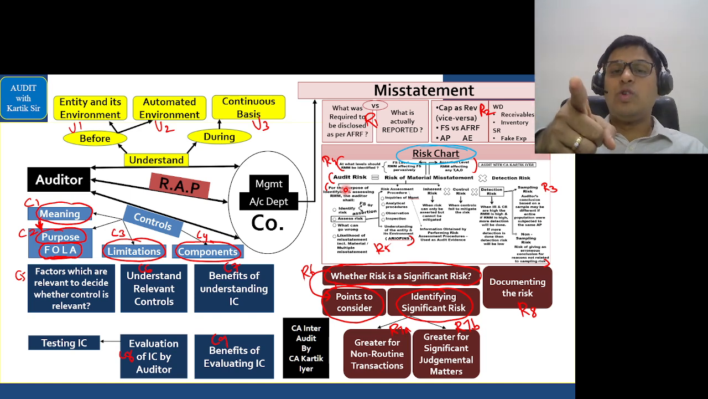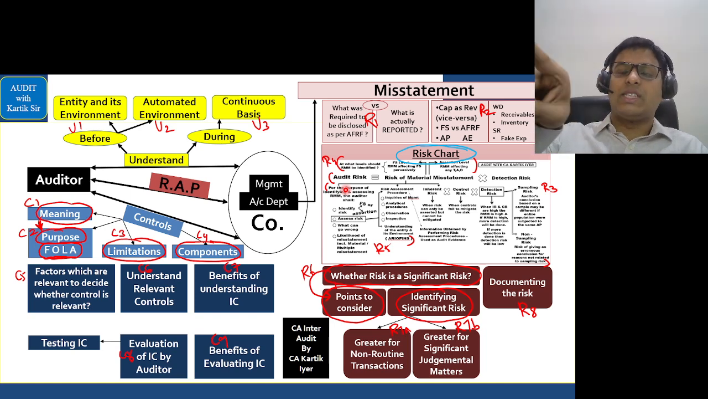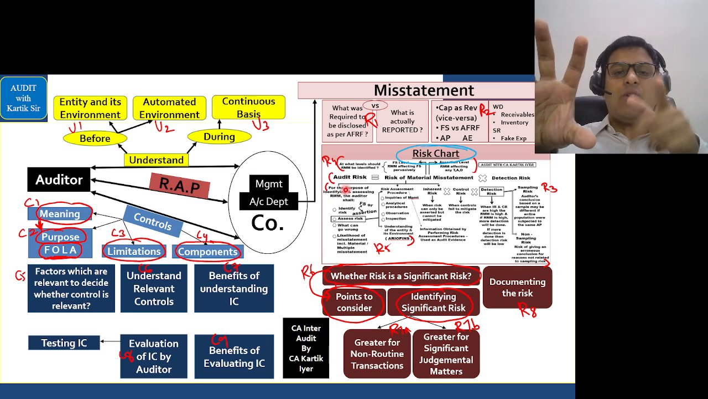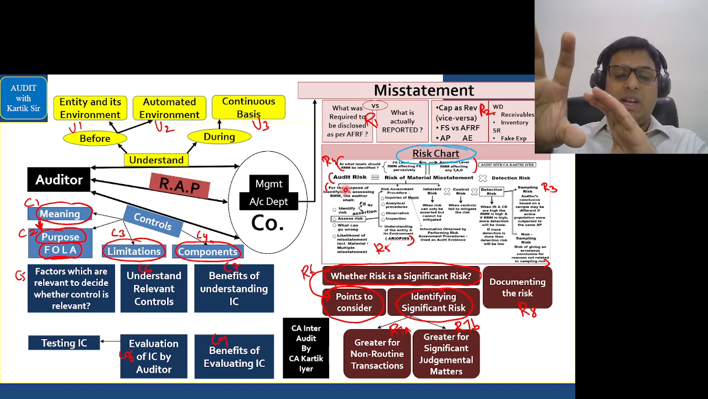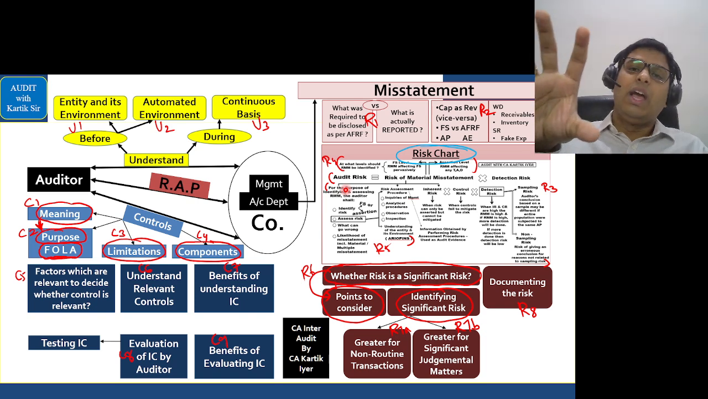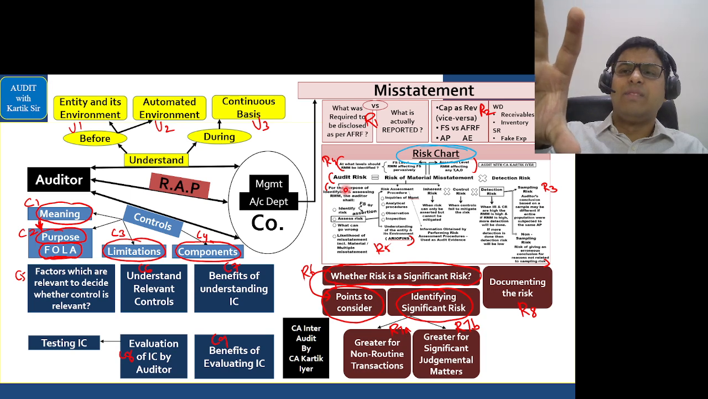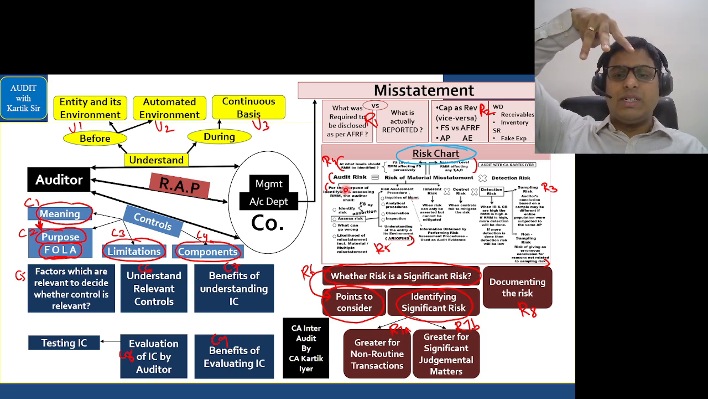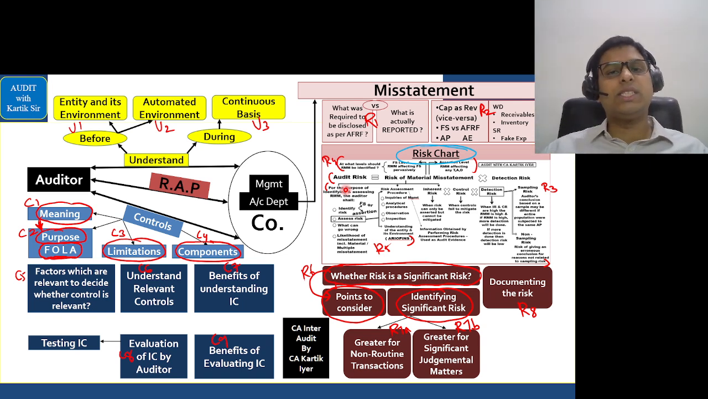Now, identify the risk. You do it at two levels: FS level and assertion level. Then assess the risk. Assess the risk side by side. What will you do? That is your analytical procedures, observation, inquiry, inspection, and then finally you have the reperformance part. Okay. Then finally you have this, that is basically what can go wrong, and finally you have the multiple misstatements and material misstatements. Okay. Now that completes your risk chart area.